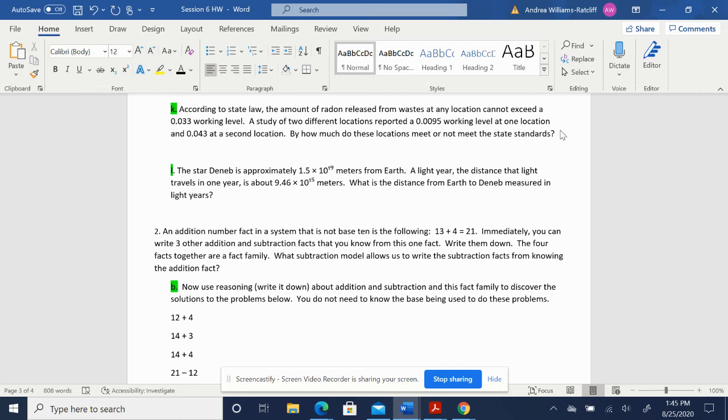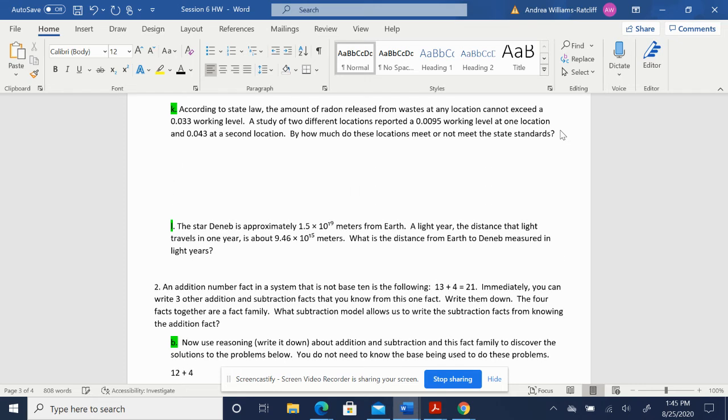So according to the state law, the amount of radon released from waste at any location cannot exceed this as a working level. A study of 2 different locations reports this as the working level at the first location and this at the second location. By how much do these meet or not meet the state standard?